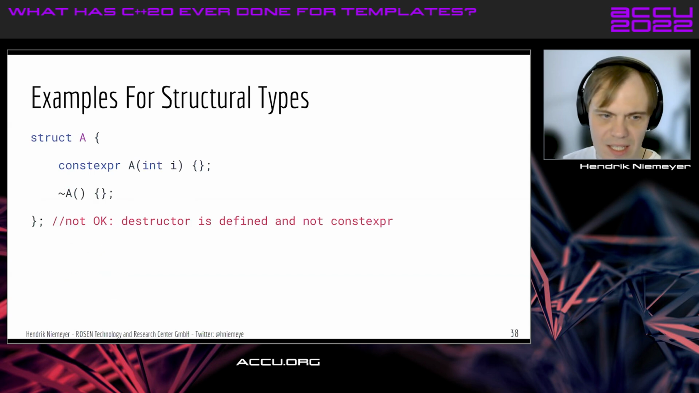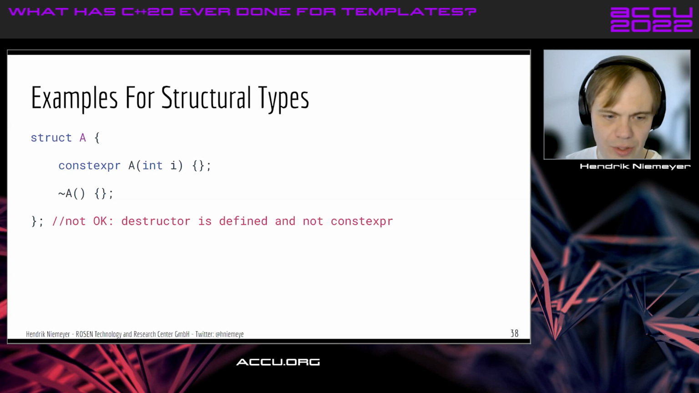And the last example here would be this struct A. It's also not okay to be used as a non-type template parameter. From just looking at the constructor, it would be fine. We have a user-defined constexpr constructor, which takes an int, so no problems there. But we have a user-defined destructor, which is not constexpr, so this thing can also not be used as a non-type template parameter.